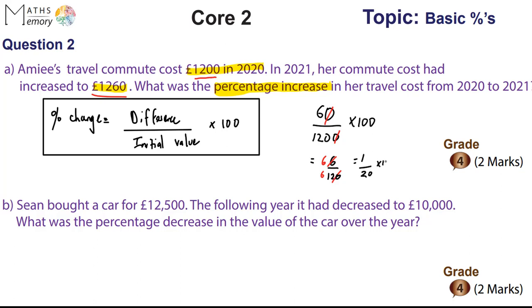Now times that 1 over 20 by 100. This will give you 5%. That's something you should know. 1/20th is 5%. So that's how much her commute went up that year.